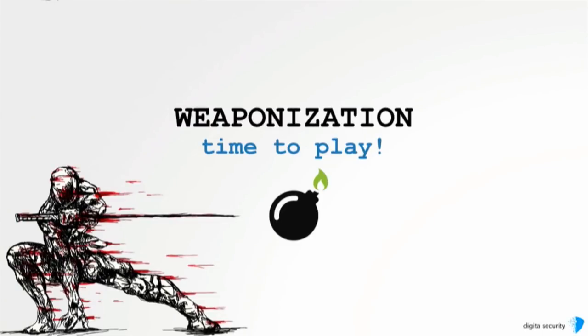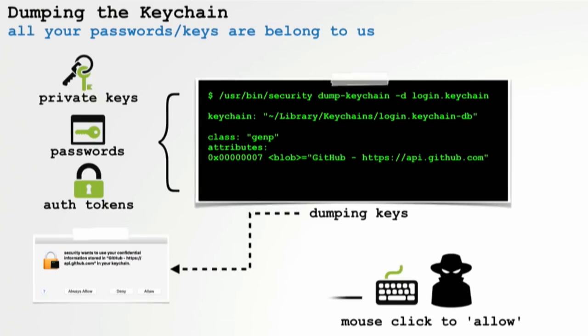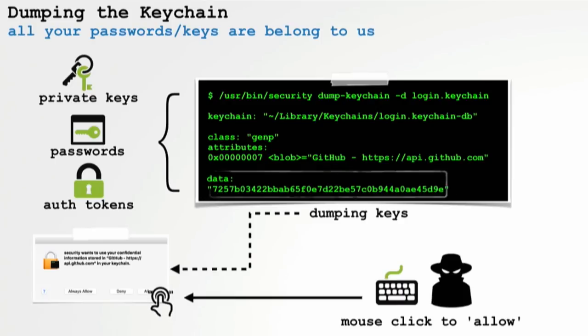So now we have a way to generically generate synthetic events that Apple will allow. Again, it's not some crazy bug, but I'm a huge fan of utilizing legitimate functionality of the operating system to do nefarious things. So let's use this to do some evil stuff. First, let's dump the keychain.